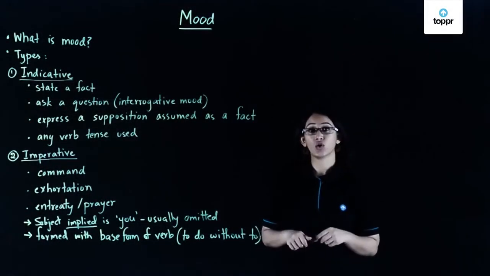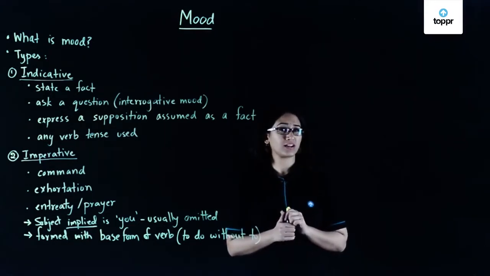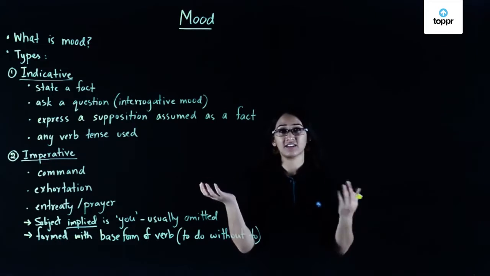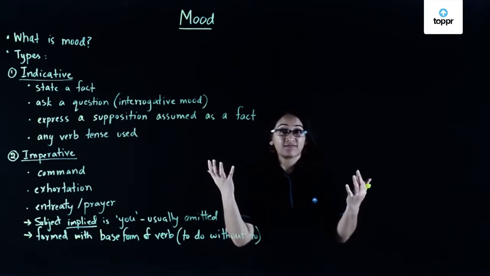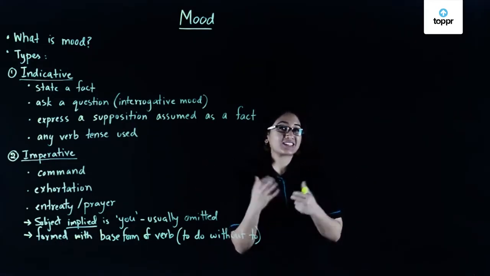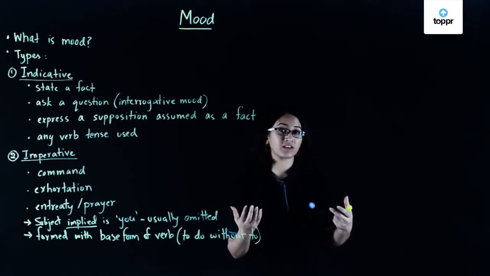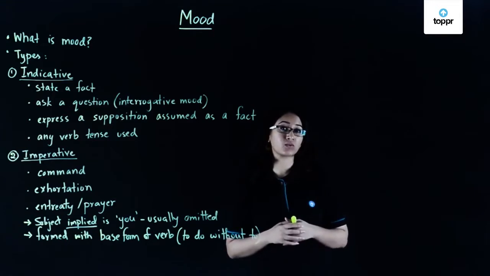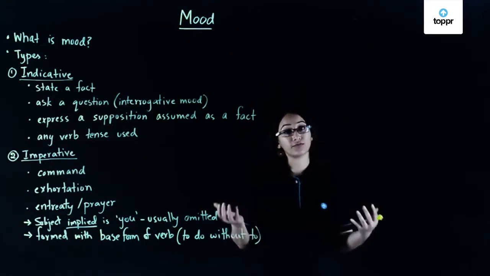Hi there. So, have you ever wondered what kind of mood you're in? Happy, sad, excited, angry? Today we'll be studying about a slightly different type of mood. Now, when we talk about mood in English, it means something with regard to the property of a verb.